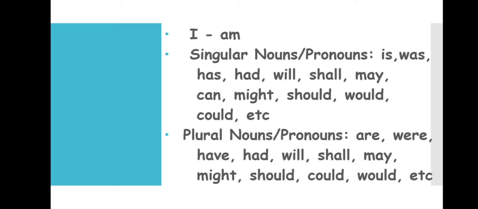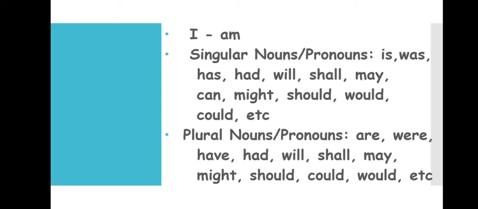Now the next one. With singular nouns or singular pronouns, like singular nouns such as Rohan, monkey, and Saloni, and with pronouns like he, she, it, we use these helping verbs, that is, was, has, had, will, shall, may, can, might, should, would, could, etc. That means if one person is there in the sentence, that is, if the subject is singular, then we use these helping verbs.